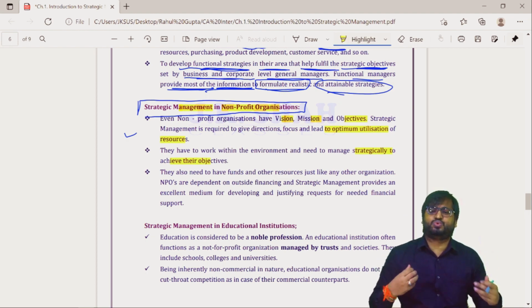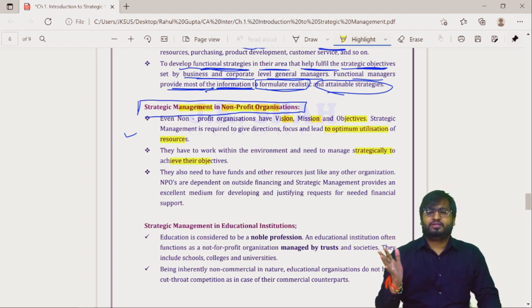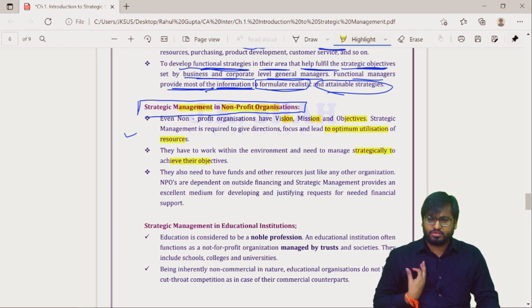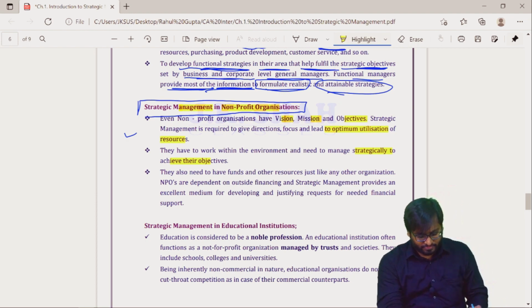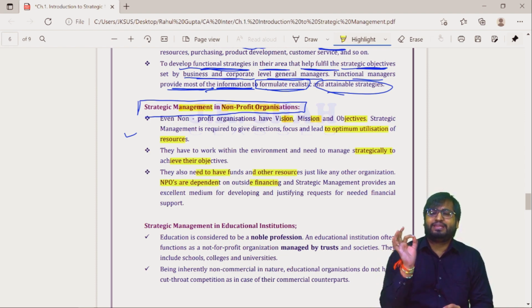My objective is to teach 100 kids in a year. Will I be able to do so? I may be able to do so with the help of you all. They also need to have funds and other resources just like any other organization. And NGOs are dependent on outside financing. So strategic management will help us in arranging for those funds.